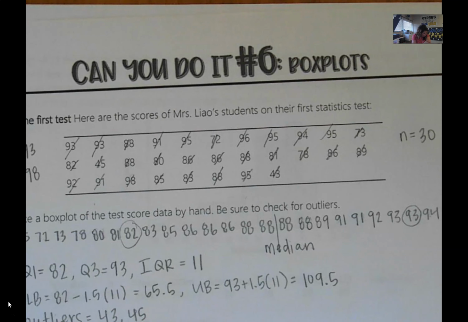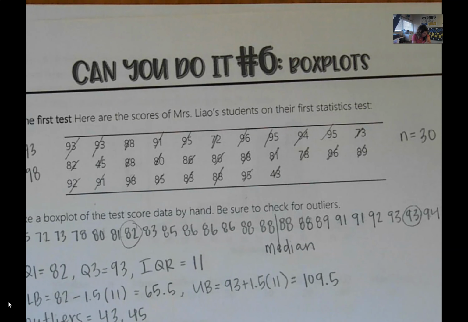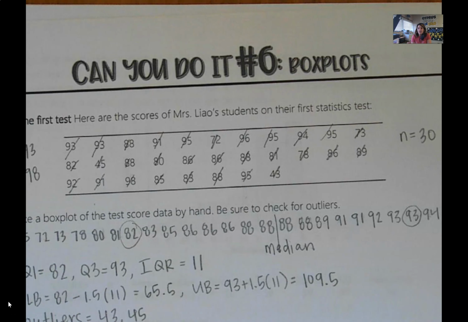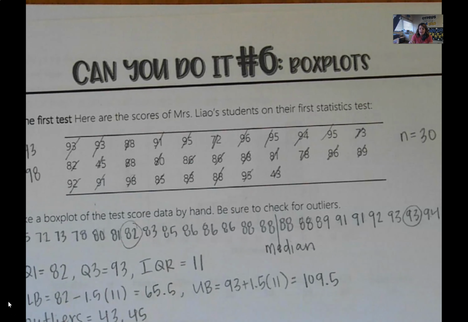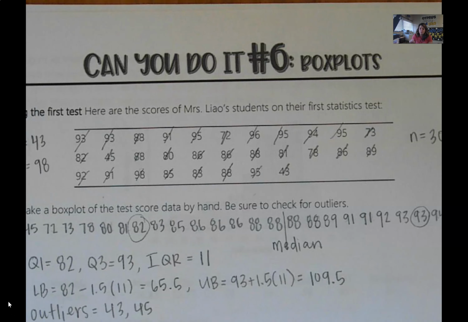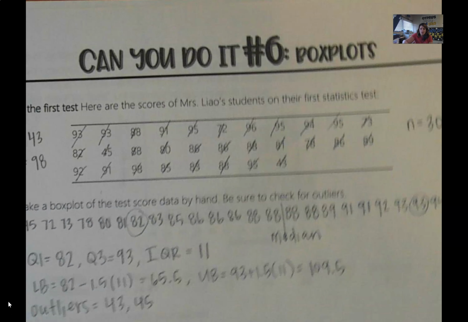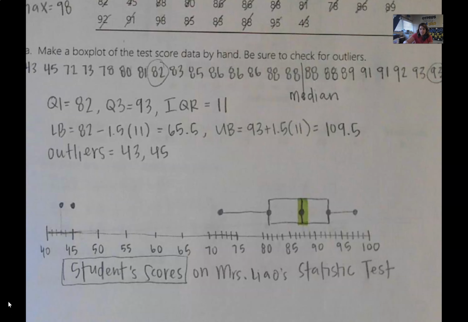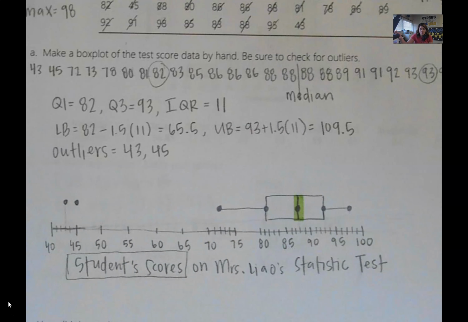So our first problem is asking us to take a set of data and by hand find the 5-number summary, calculate if there are outliers, and then plot the data as a box plot. So I'll zoom out a little bit so you can see the bulk of my work.